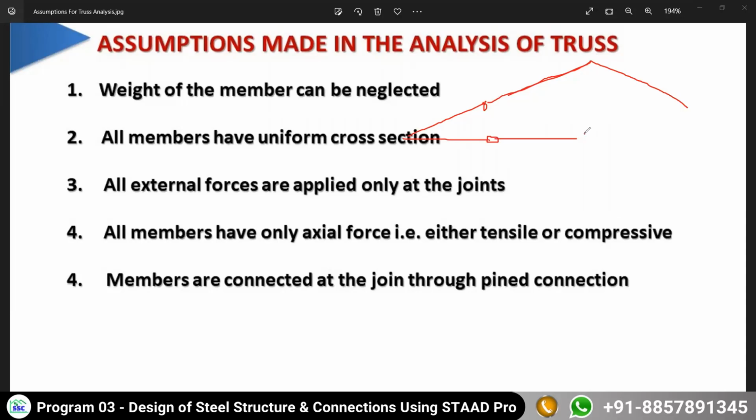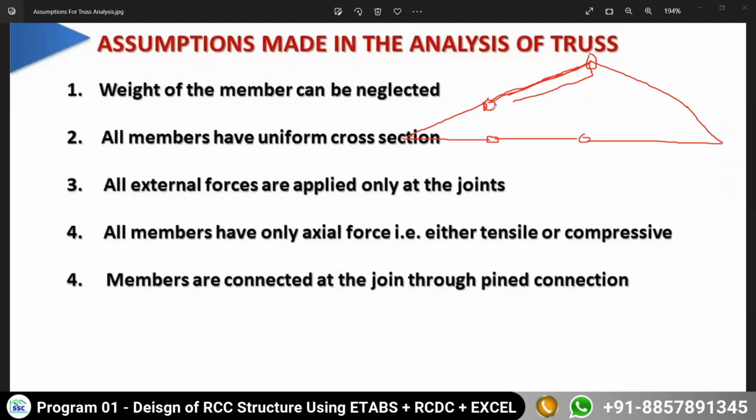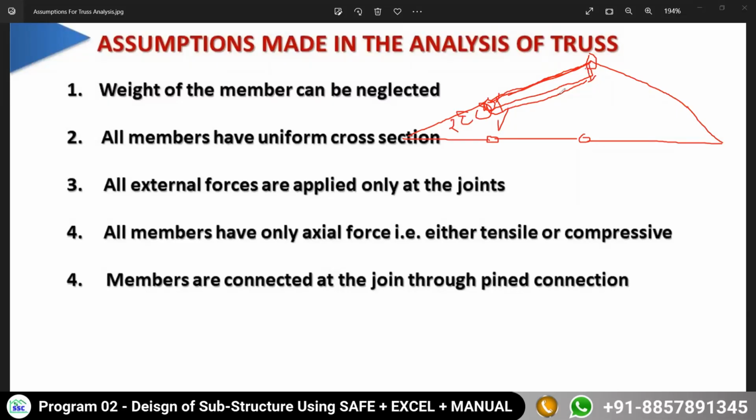So these individual elements are going to form the complete truss. Each individual element will have a uniform cross section from the start point to the end point. The cross section will be the same. Suppose the depth is 200 mm at this end, the depth will be 200 mm at the other end. First, all members have a uniform cross section.